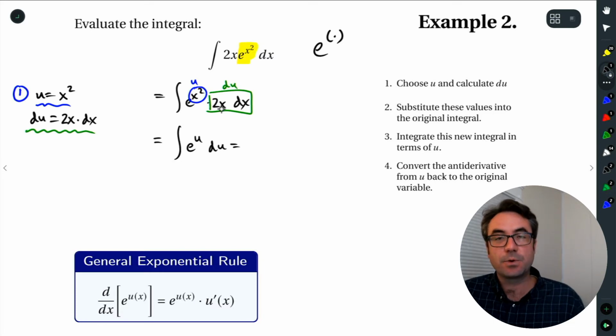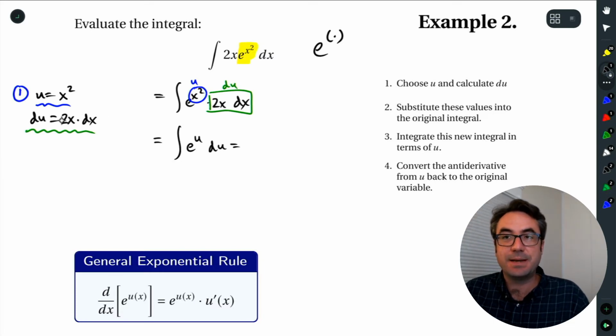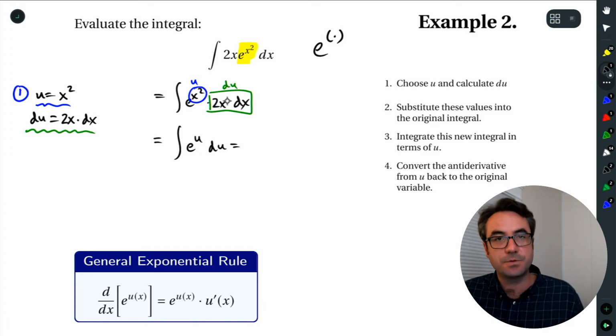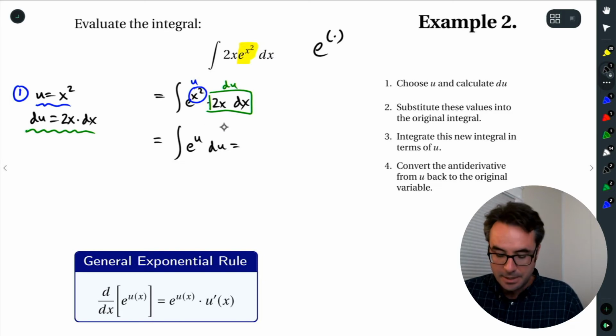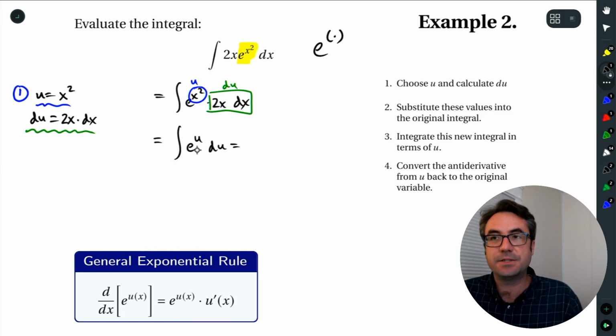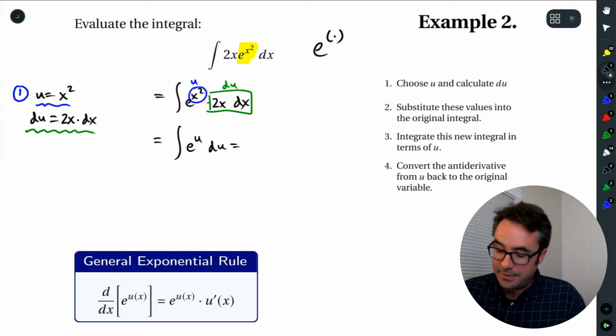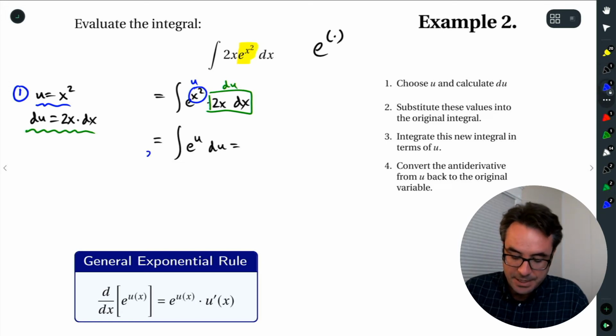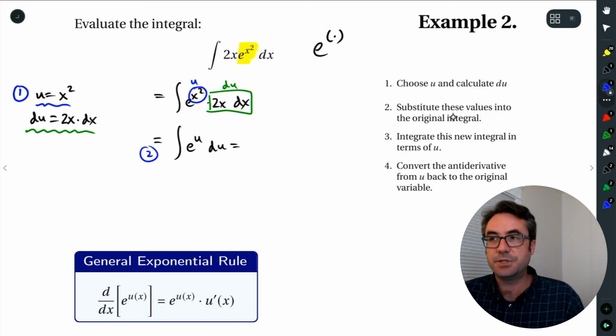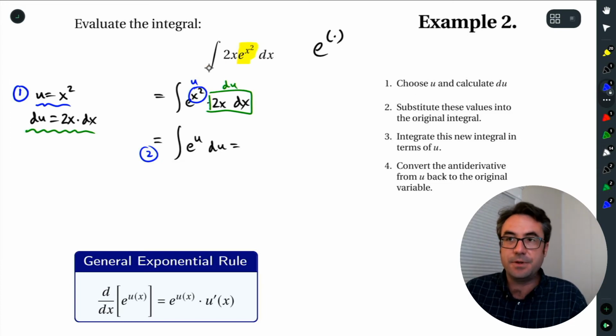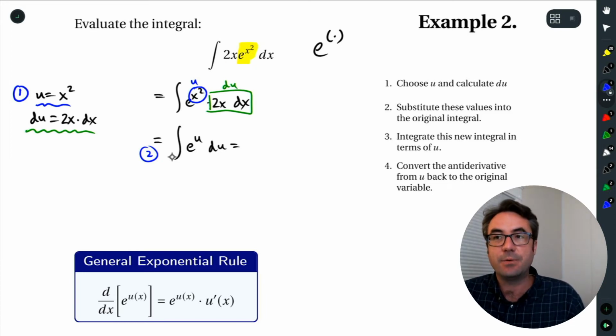Now, this doesn't always work so perfectly. Sometimes there might be other stuff here with our differential, but for this example, and for the first few that we're doing, the differentials match up very nicely. All right, so we have the integral of e raised to the power u du. And this is what we get after step 2, after we've substituted these values into the original integral. Notice that we started with an integral all in terms of x, and now we have one that's all in terms of u. So there are no x's anywhere here.